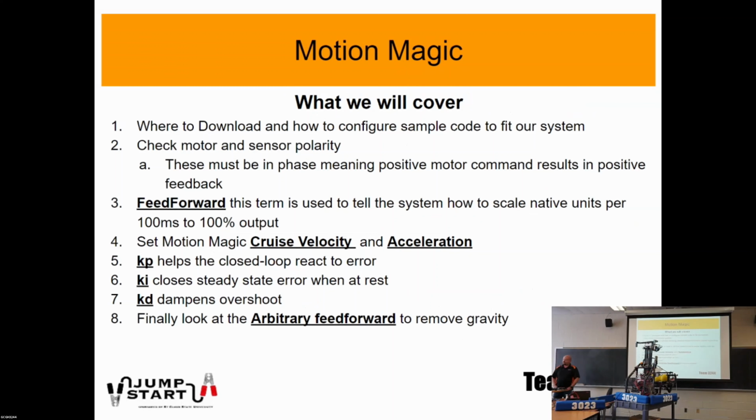What we'll cover: we're going to look at the sample code from Cross the Road Electronics. And we're going to check our motor sensor polarities. When we set up a motor and a sensor to our devices, they have to be what we call in phase. We're going to look at the feed forward term and how to calculate that. We're going to set our Motion Magic cruise velocities, accelerations, our P, I, and D variables, and finally we'll take a look at some arbitrary feed forward to remove gravity.